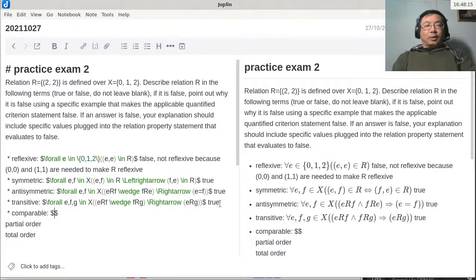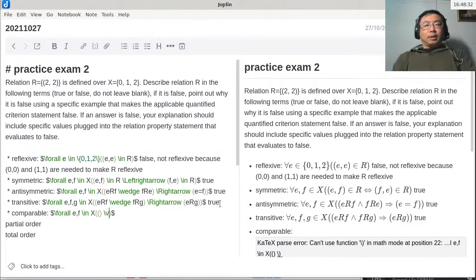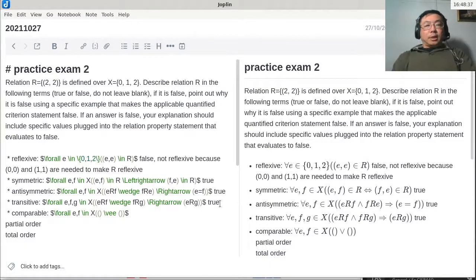Okay, so this one is actually pretty easy. We basically say for all ways to choose a value for E and F, and they both have to be a value in X, we want the following to be true, and this one is an or, a V something. We basically want to say, doesn't matter how you choose E and doesn't matter how you choose F, we want ERF or FRE.